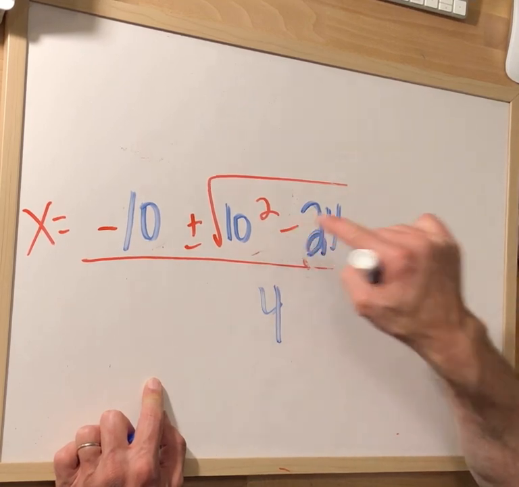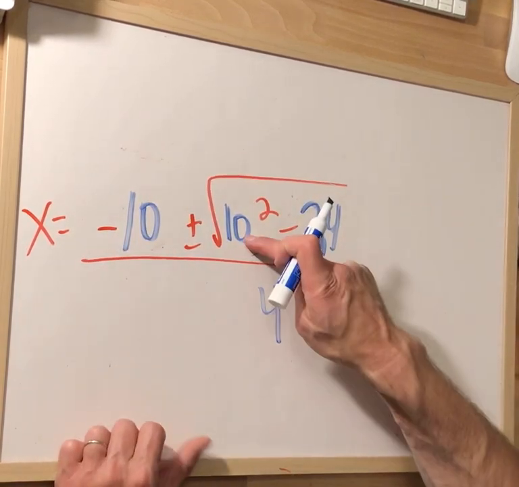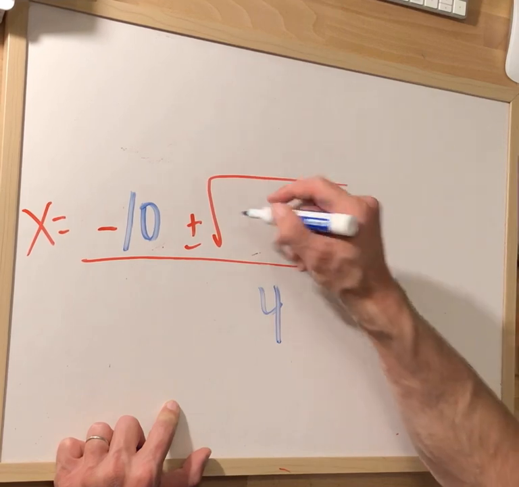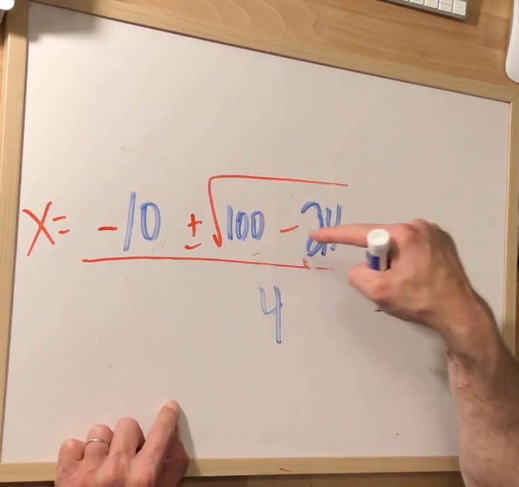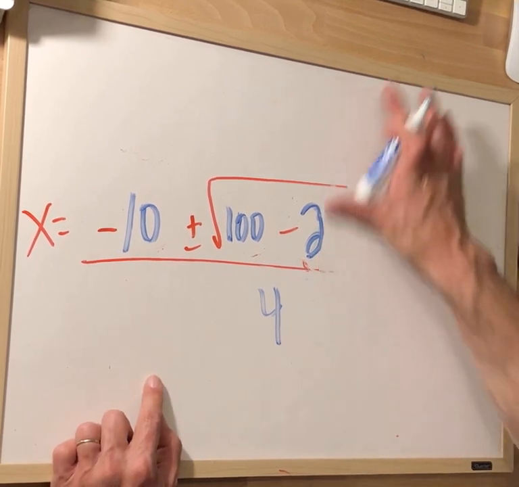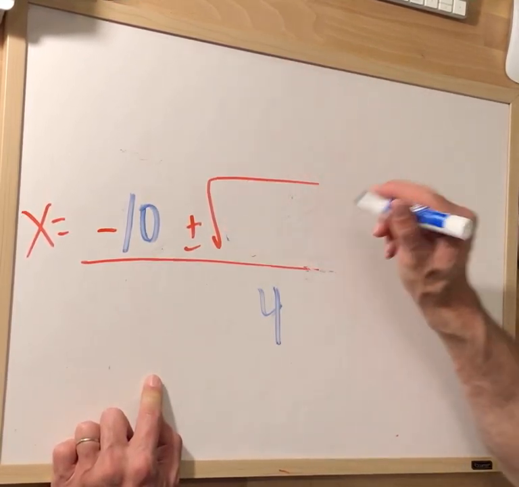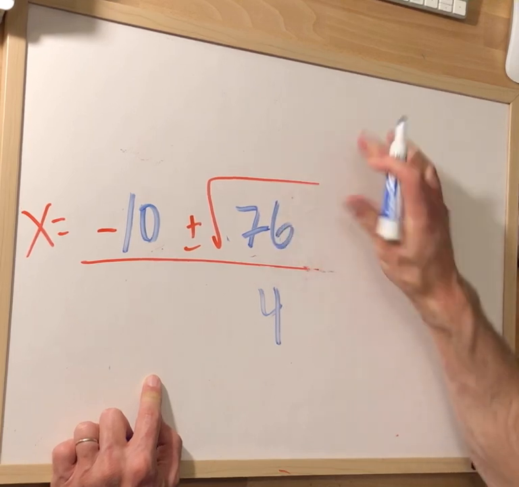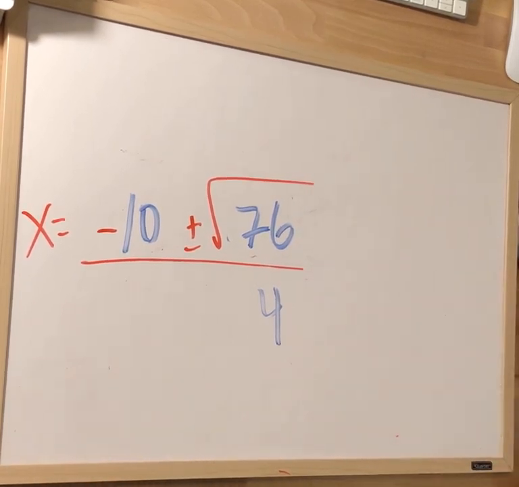Now, simplify left to right. 10 squared is 100. 100 minus 24 is equal to 76. All right. So here you are.